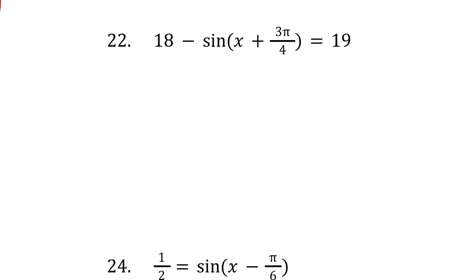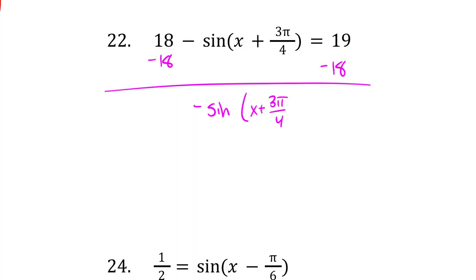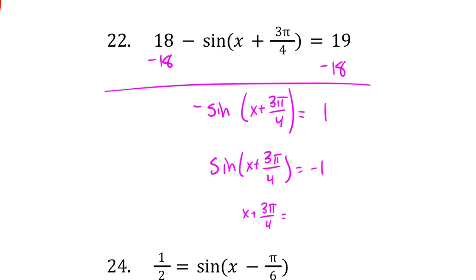Okay, this one I'm going to subtract 18 from both sides. I get negative sine of x plus 3 pi over 4 equals 1. So then the sine of x plus 3 pi over 4 is equal to negative 1. That's only true at 3 pi over 2. So then when I subtract the 3 pi over 4, I will get that x equals 3 pi over 4.